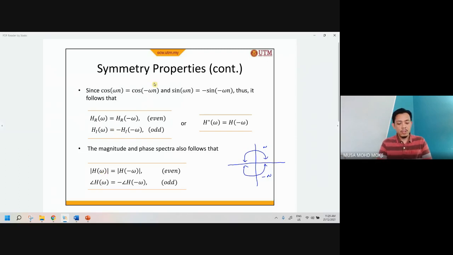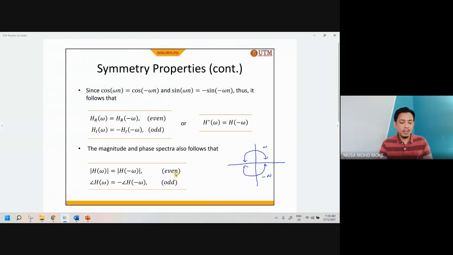Okay. Because of this symmetricity of cos and sine, and we know that H real is based on cos, and imaginary is based on sine, then we know that our magnitude, H of omega, the positive omega and the negative omega, is supposed to be the same, right? So we call this even. And the phase on positive omega and negative omega is opposite. It has an opposite sign, and that shape we call odd.